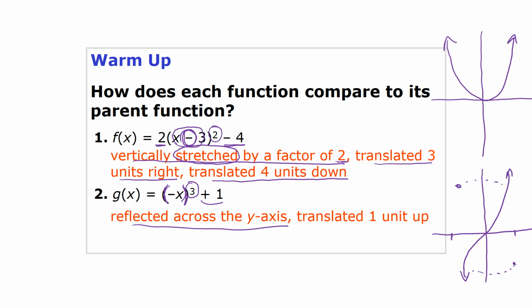And then at the very end, I have a +1. That tells me it's going to be translated 1 unit up. So it would move across this way, and then the new one would be moved up 1. That's a terrible drawing, but you get the main idea. Okay, let's keep moving.